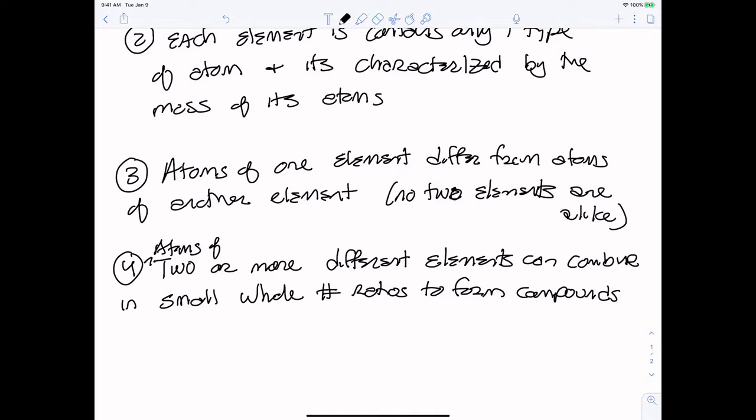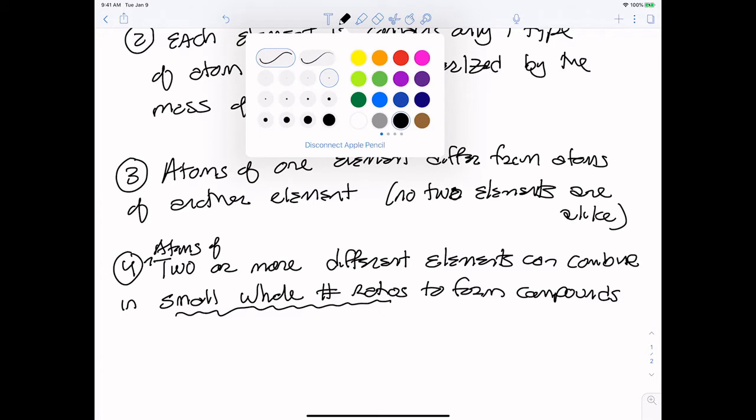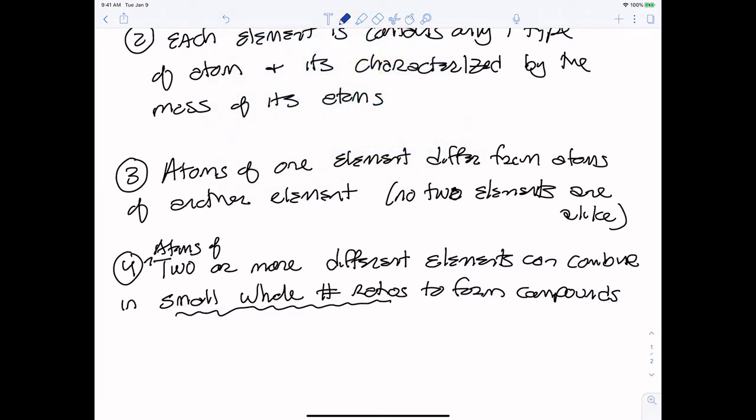The new part to this, because we already know what a compound is, is the small whole number ratio part. So no fractions of atoms, right? We can have one atom or two atoms or three atoms, but they have to be whole numbers, right? We can't have half an atom or 0.624 of an atom. So no fractions of atoms. Only whole numbers.